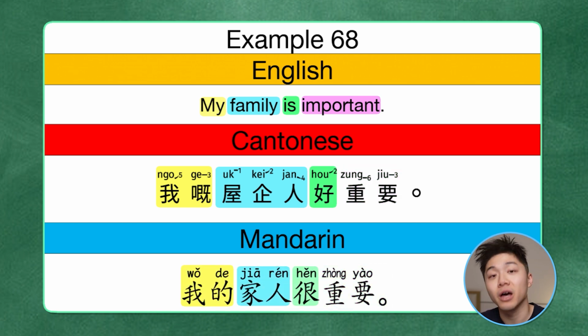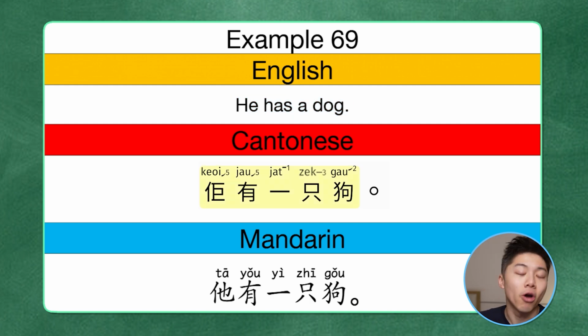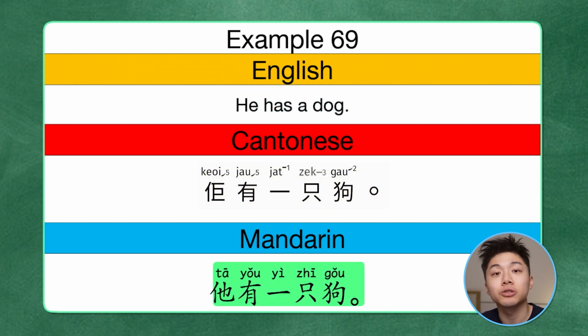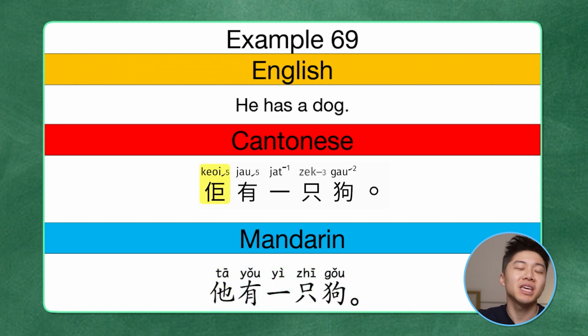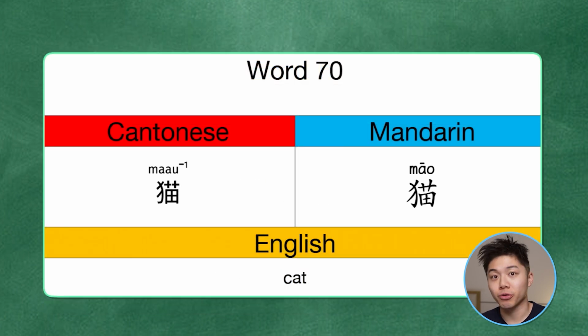我的家人很重要. Next, dog, 狗 in Mandarin. He has a dog. 佢有一隻狗 in Cantonese. In Mandarin, 他有一隻狗. 佢 means he in Mandarin, 他. 有 means to have in Mandarin. 一隻 means one, and then 隻 is basically the measure word for a dog. So one bottle of water, one 隻 of a dog. So 一隻狗.